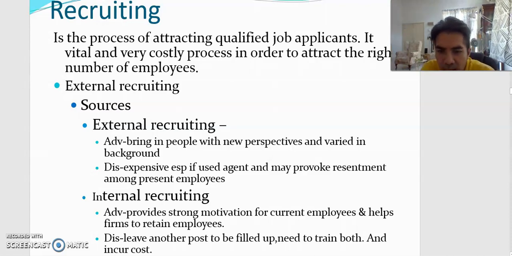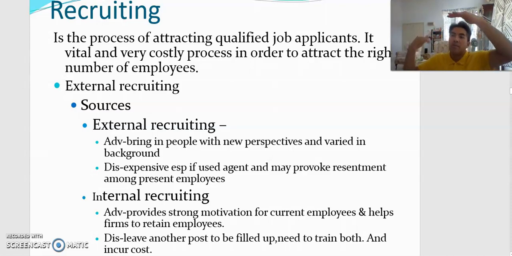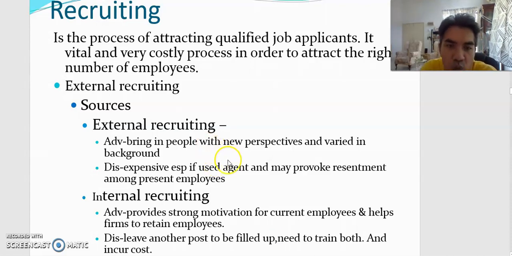and helps firms to retain employees. However, this will leave another position to be filled and need to train them both, and also incur costs. For example, when you push someone from below, from within the organization, to fill up the rank, you still need to fill up the lower level position, and now you need to focus on training for both positions. So the organization needs to decide which one is the best approach to recruit.